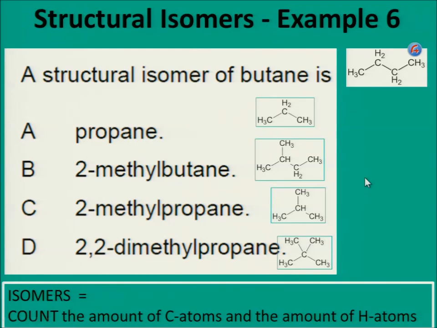Remember, a structural isomer has the same amount of carbons and hydrogens. So butane's got 4 carbons. It cannot be A because there are only 3. It cannot be B because there are 1, 2, 3, 4, 5 carbons. It can be C because there are 1, 2, 3, 4 carbons. And answer D has got 5 carbons. Therefore, the correct answer is C. A structural isomer of butane is 2-methylpropane.